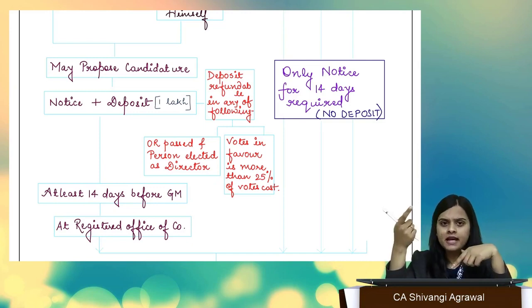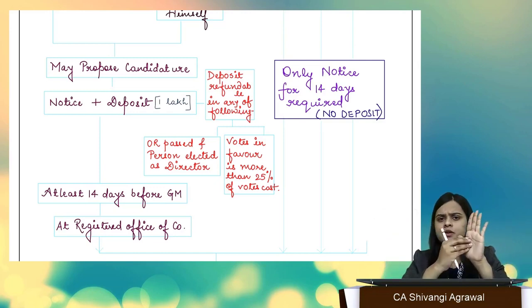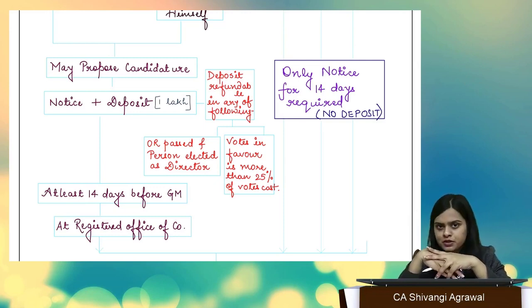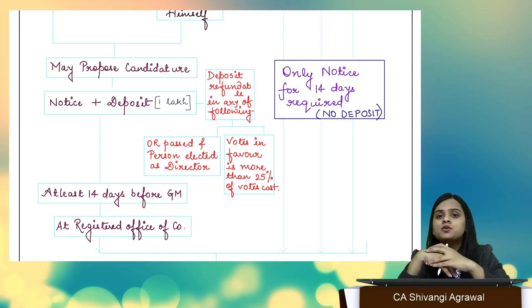So we propose someone's candidature. How do we propose candidature? We give it to the company. We say that we want this particular person to be appointed as a director in the upcoming general meeting. You have to give a 14 days notice to the company. That means whenever the company is going to hold its general meeting, 14 days prior to that, you must give that notice, plus 1 lakh rupee deposit.